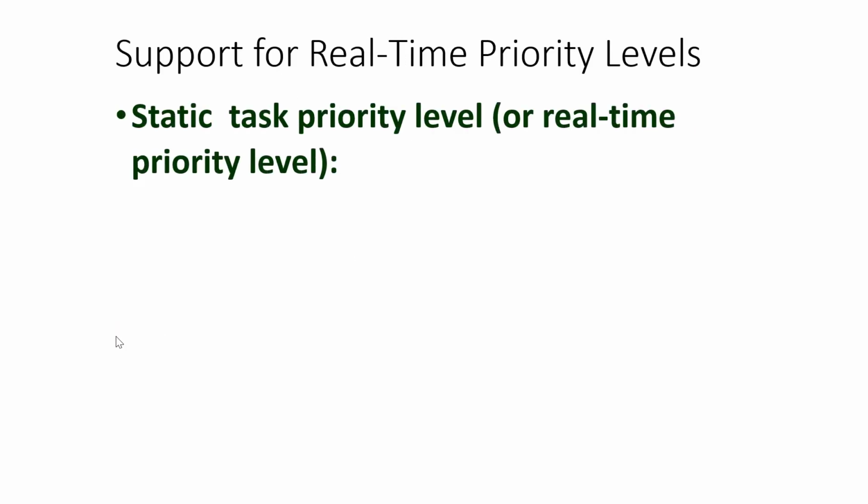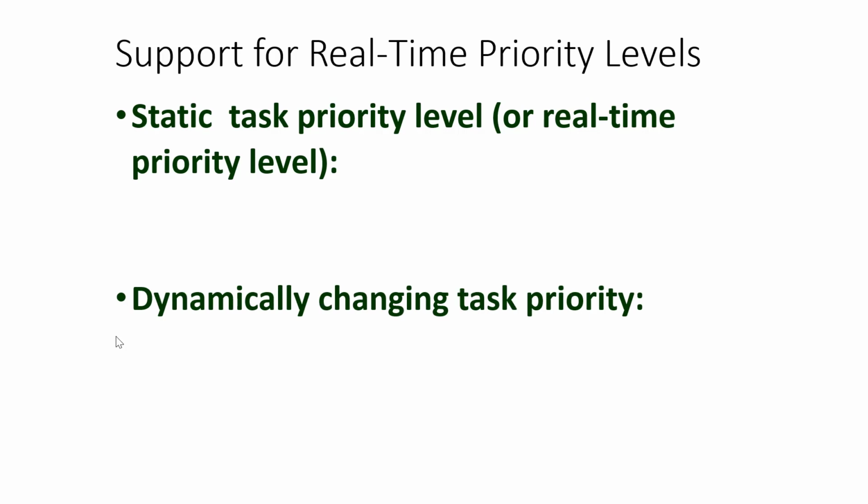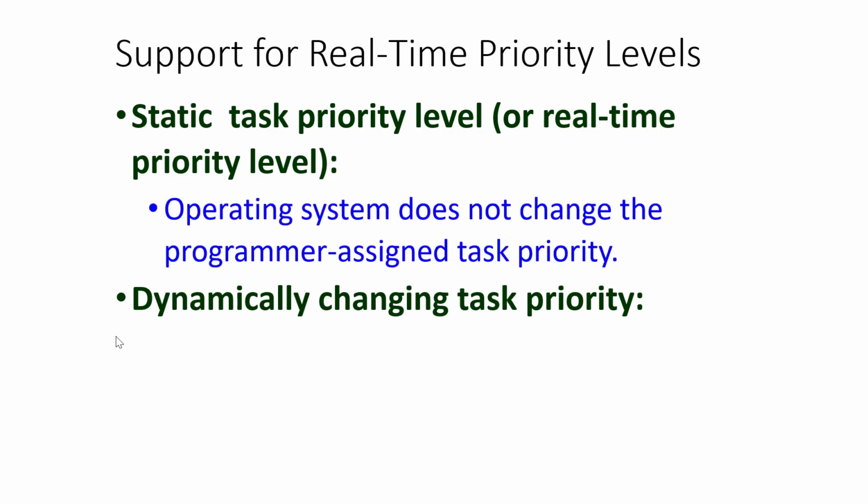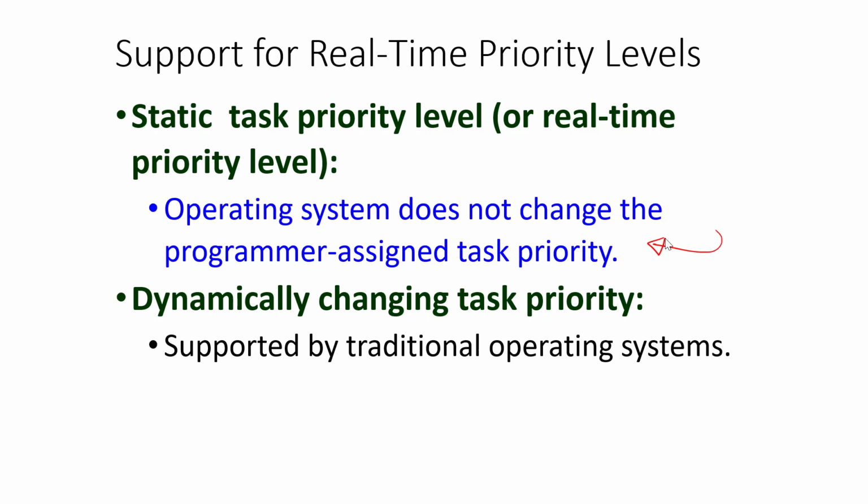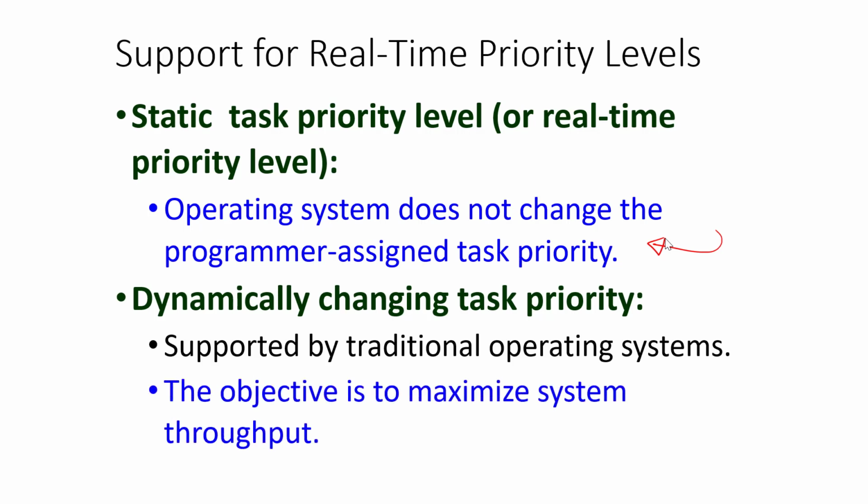So there, needless to say, has to be support for different real-time priority levels. Similar to RMS, have static task priority levels and also have a dynamically changing task priority as per EDF, right? So programmers should have the ability to assign a very high priority, a real-time priority to a task, and also a traditional operating system should be able to run something very similar to EDF, where the priority is a function of the deadline.